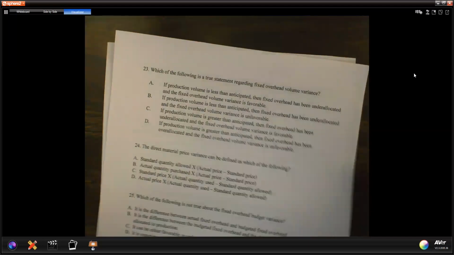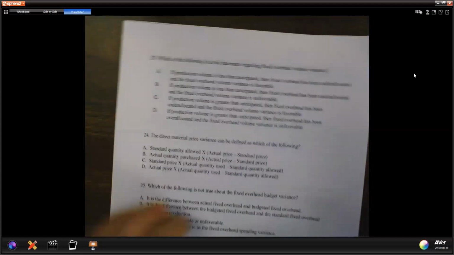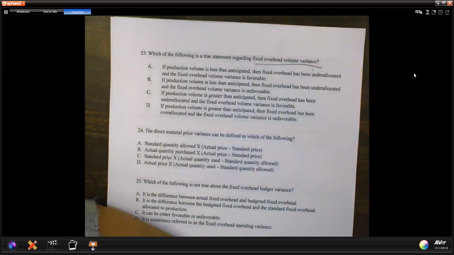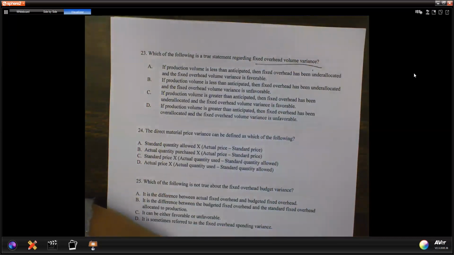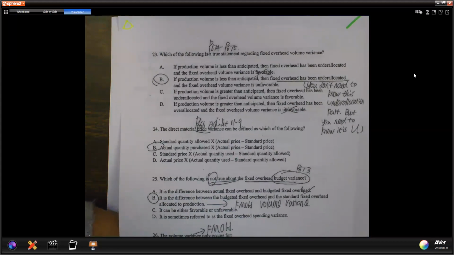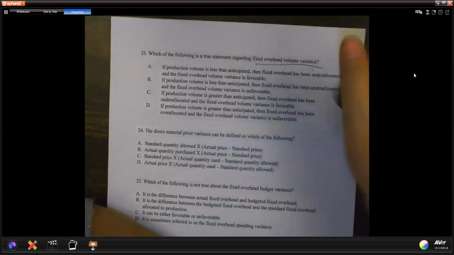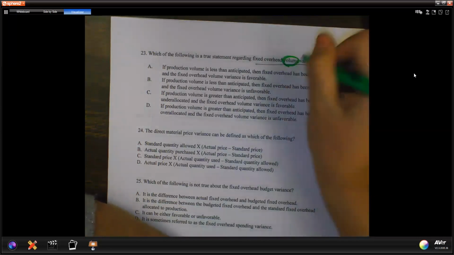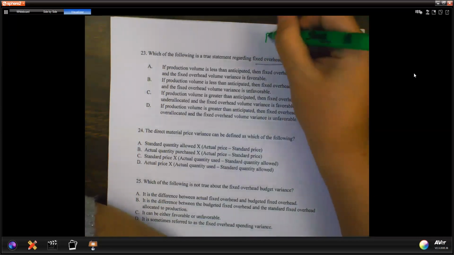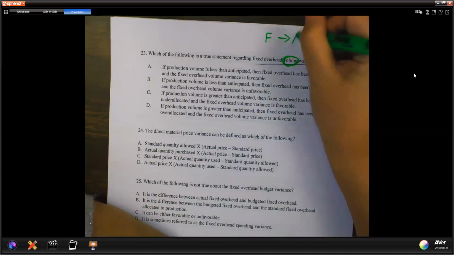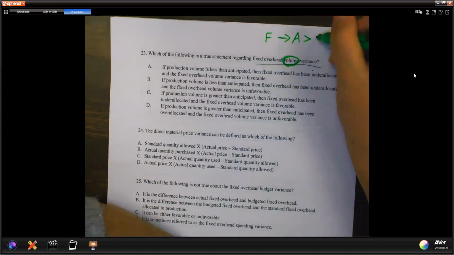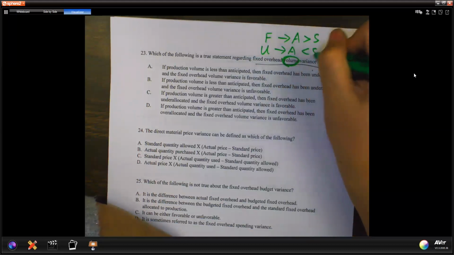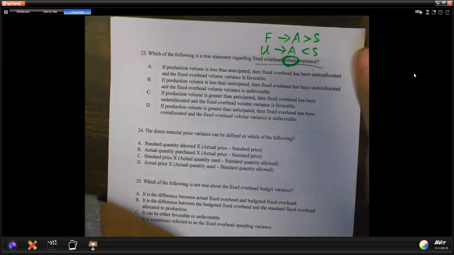Question 23. Oh, we're almost done. Question 23. Which of following is true regarding fixed overhead and the volume variance? This one we didn't talk about. I put it that this is your textbook you need to read. But at least you need to know for your fixed overhead volume variance. So we said if it's favorable, that means our actual volume is more than the standard volume. If it's unfavorable, our actual volume is smaller than the standard. So that is all you need to know.